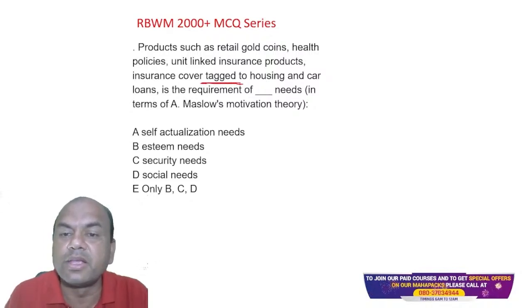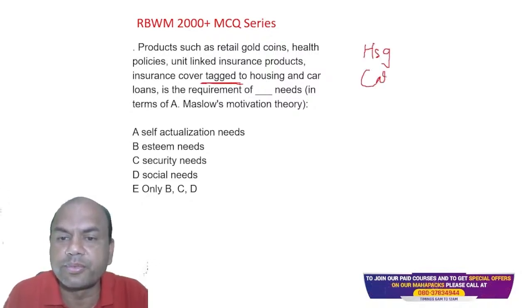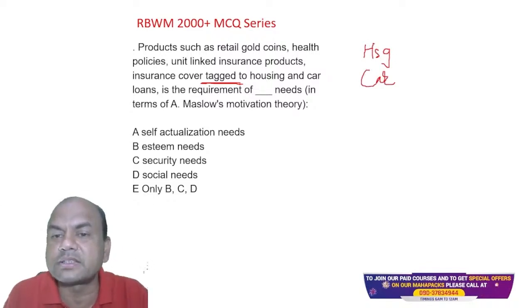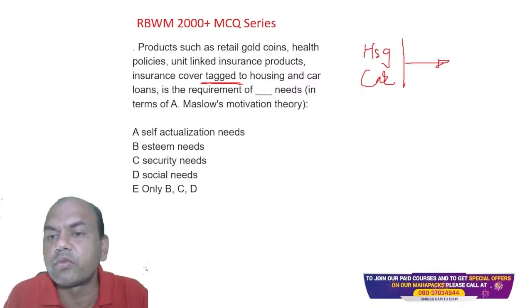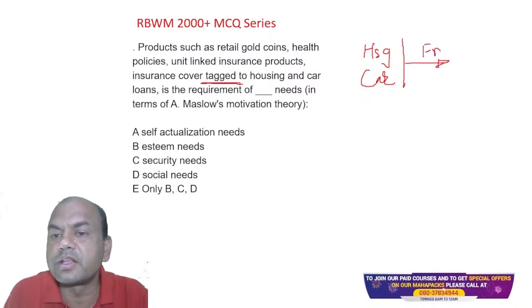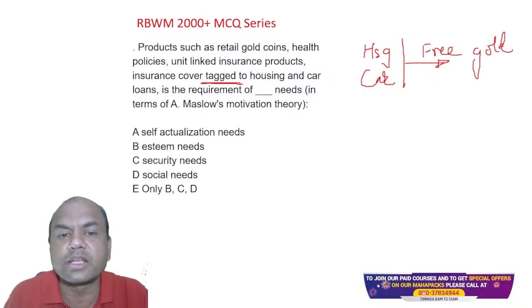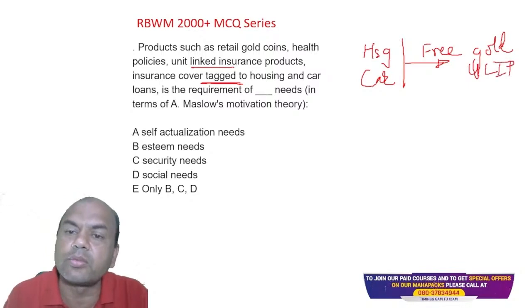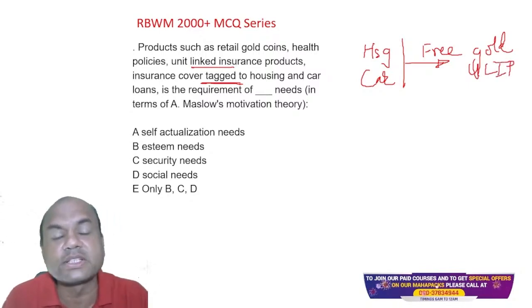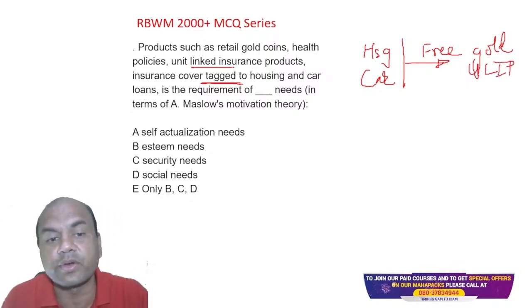Tagging means what? Suppose I'm giving you a housing loan or a car loan, so what will I say? Buy this housing loan and car loan from me and get this free. What free? Get this gold coin free. Get what? This ULIP, unit linked insurance policy free. Okay, so this is the tagging. Means I'll give this free on buying this product. So which need is this required for?